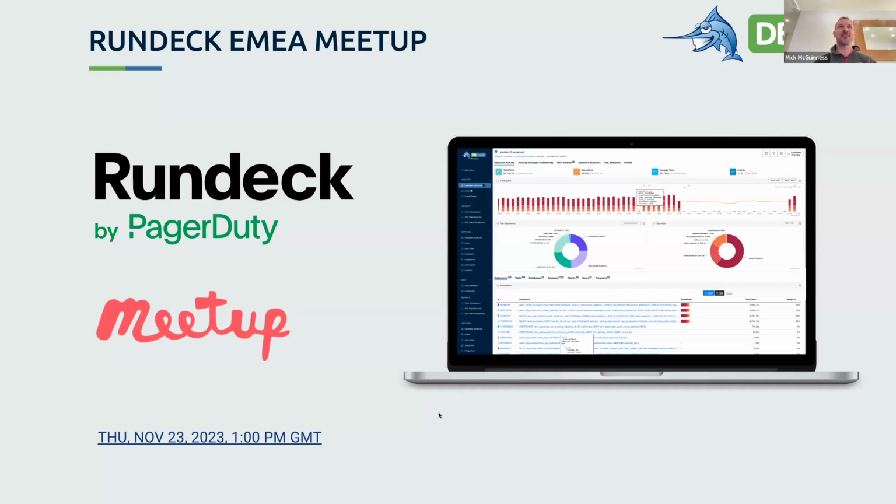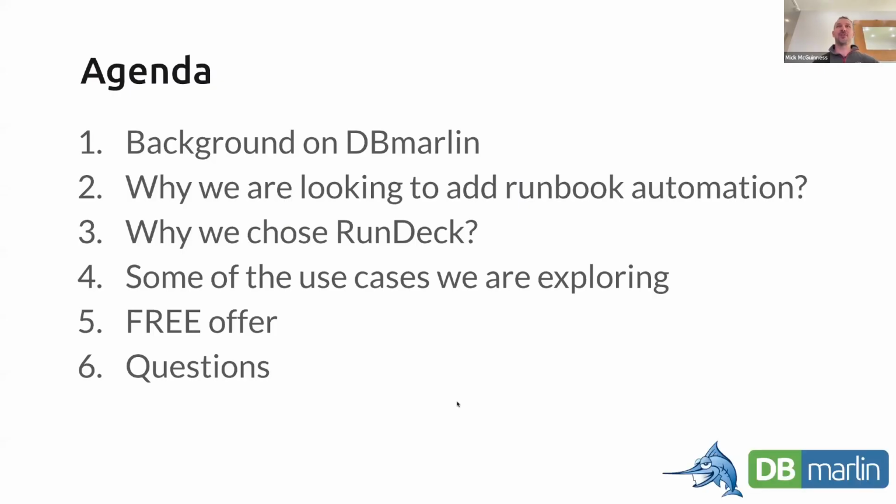And so what I'm planning to run through in the next 10 to 15 minutes is give you a little bit of background on our product, which is DBmarlin, which is a database observability tool, and why we're looking to add Runbook automation or process automation to the product, why we've chosen Rundeck, and then I'm going to dive into some of the use cases that we're exploring.